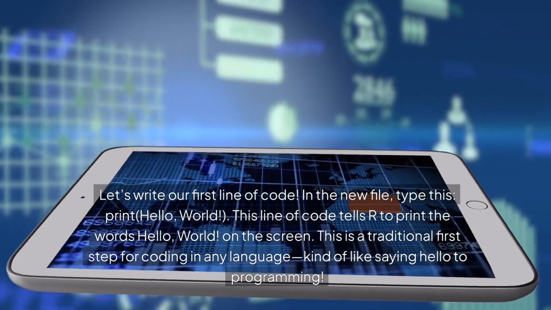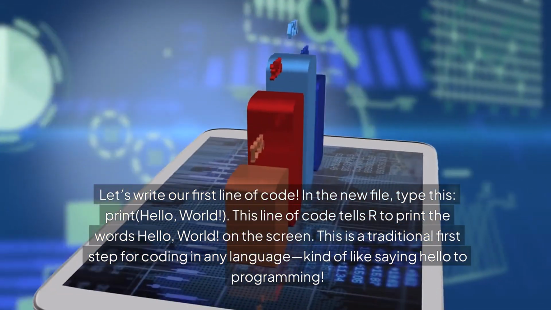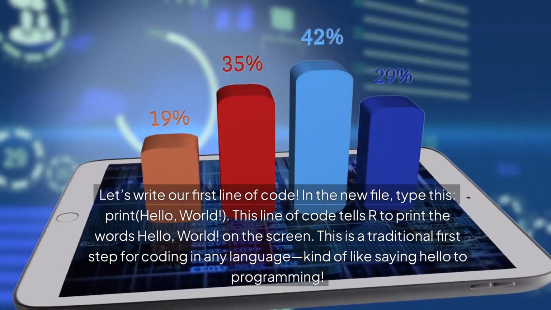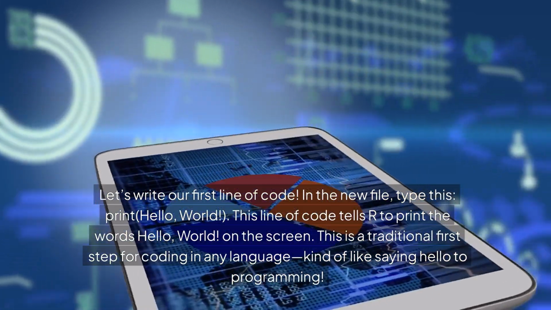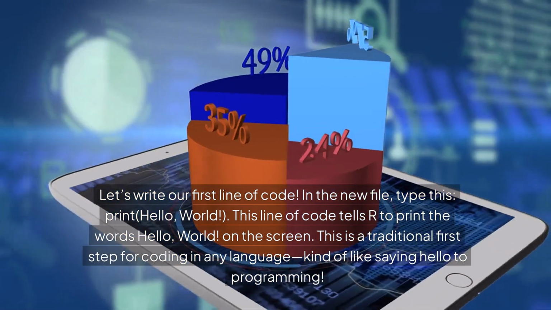Let's write our first line of code. In the new file, type this: print("hello, world"). This line of code tells R to print the words hello, world on the screen. This is a traditional first step for coding in any language, kind of like saying hello to programming.